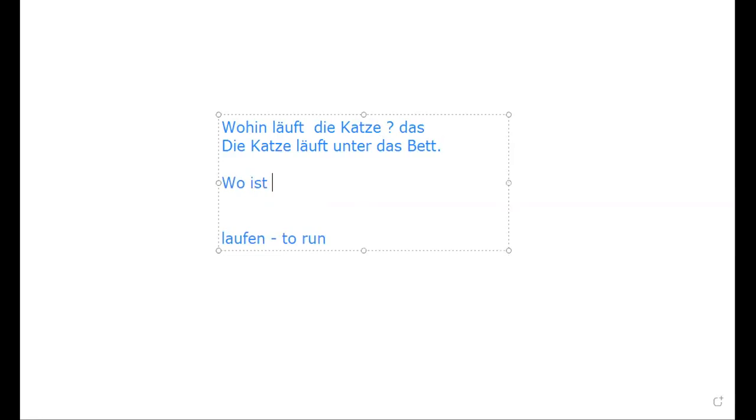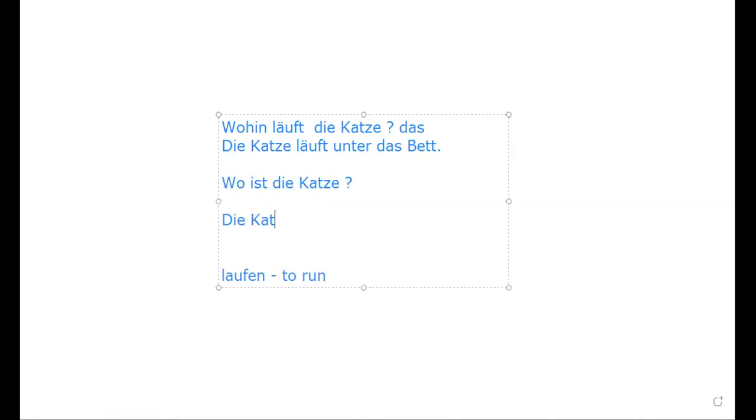Wo ist die Katze? Where is the cat? Die Katze ist unter dem Bett. Because in dative, das will change to dem. So after unter, we applied accusative because in this complete sentence we discussed the action of the cat. Here after unter, I have applied dative case because we are talking about the position of the cat. So now you are getting some idea about the two-way preposition and how we can apply it.